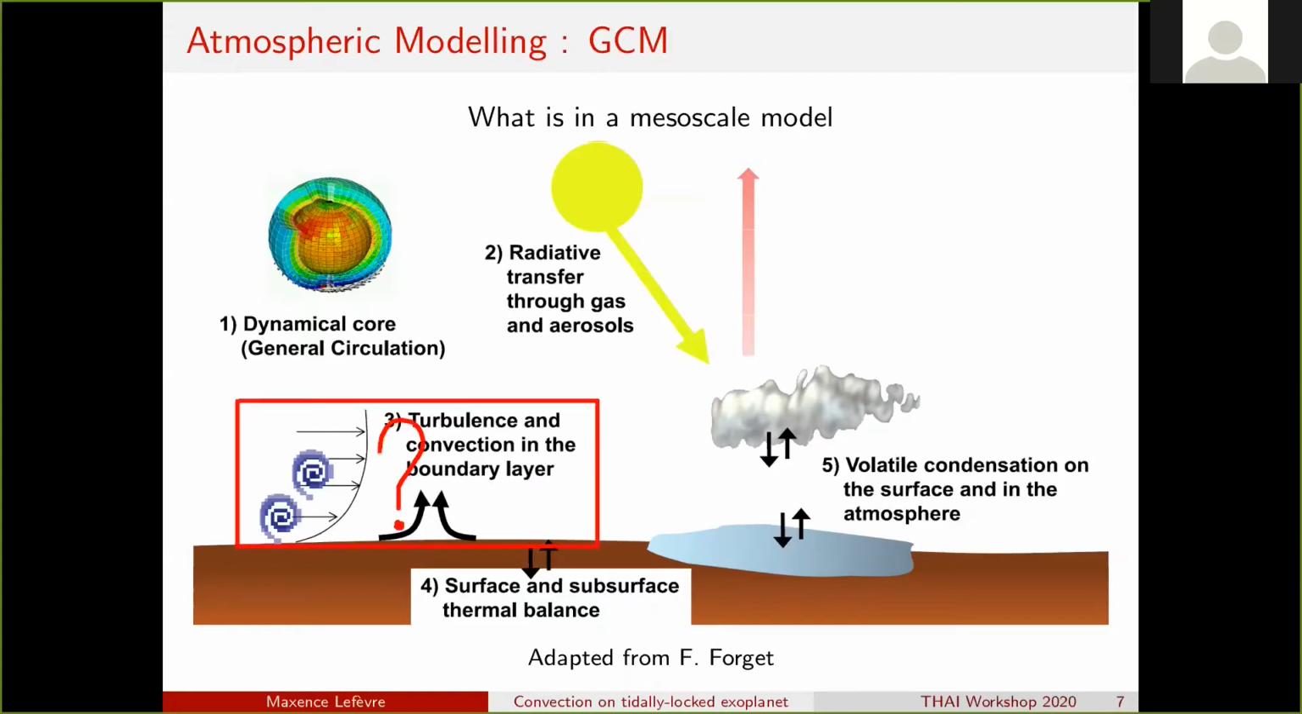But those parameterizations are either too simple to fully represent the convection, or use tuning that is based on Earth convection and not usable for tidally locked planets. So one way to study the convection and improve the GCM is to use a mesoscale model.